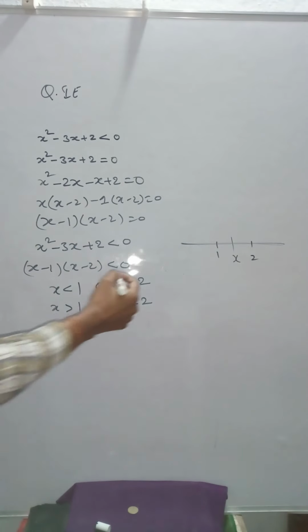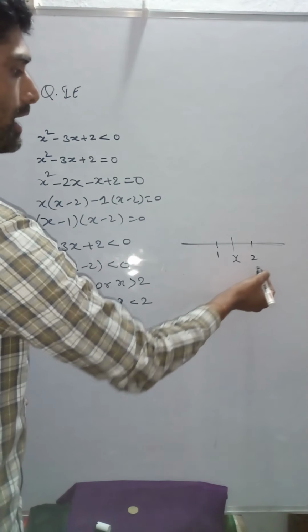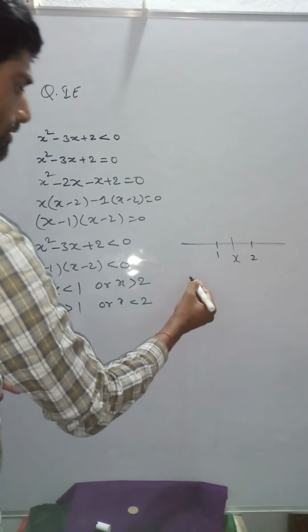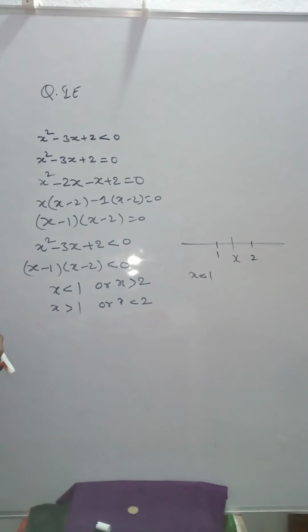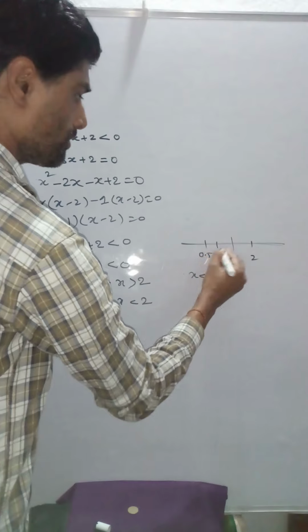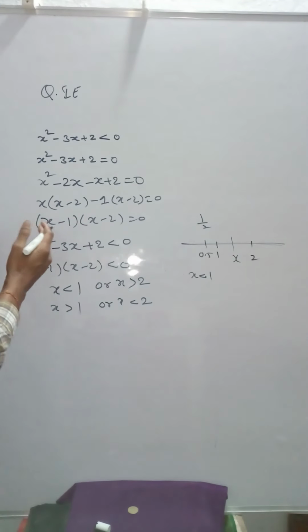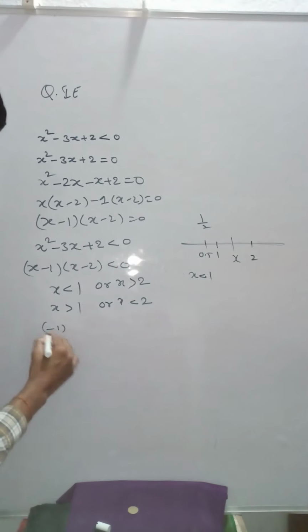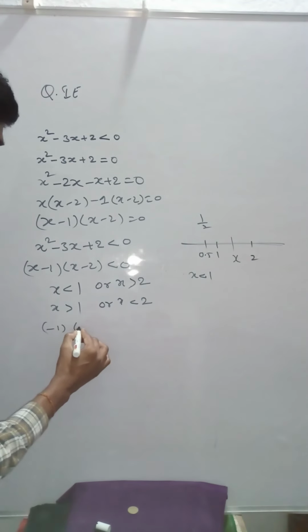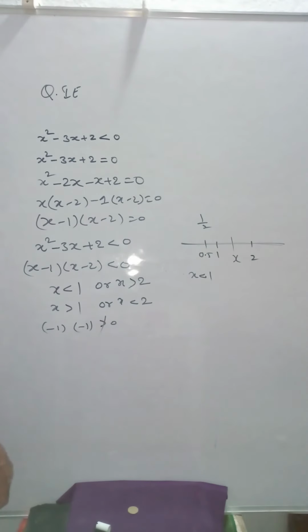To understand this, let us draw it. What are the exact locations here? 1 and 2. Now we will verify. Less than 1 means x is less than 1. That is nothing but 0.5, that is 1 by 2. Then this value is negative, and this value is also negative. The total is positive, which is greater than 0. So it goes against the inequation.